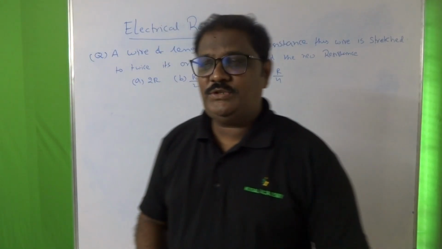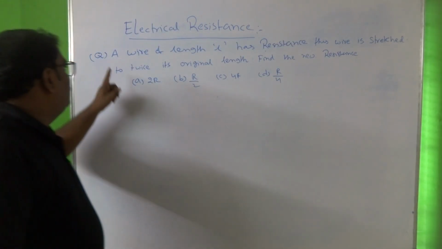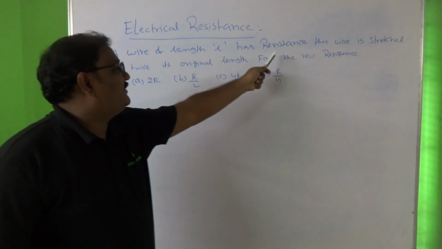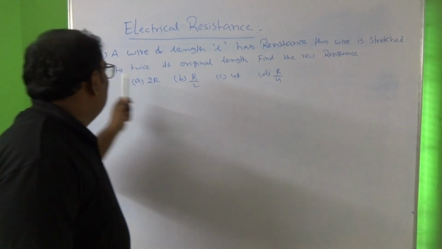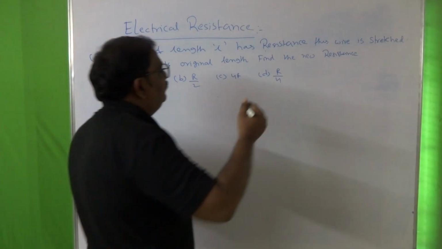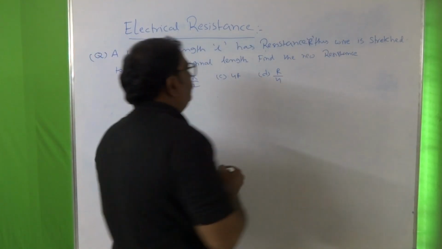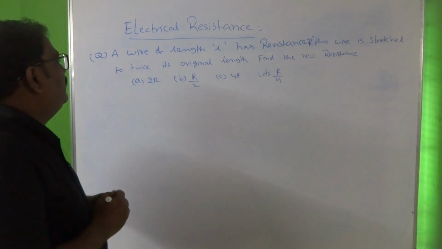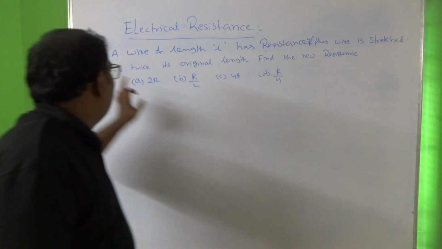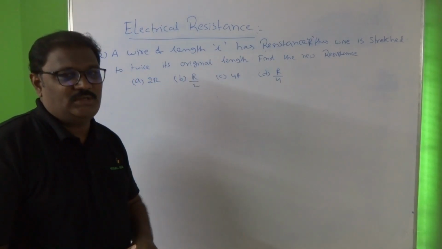Now we see the first problem. A wire of length L has a resistance R. This wire is stretched to twice its original length. Find the new resistance value.